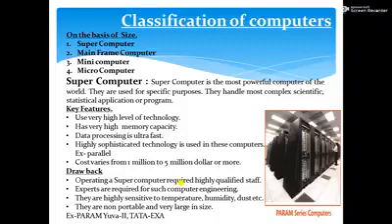According to size, computers can be classified in the following categories: supercomputer, mainframe computer, mini computer, microcomputer. So let's discuss all the categories one by one. Supercomputer.